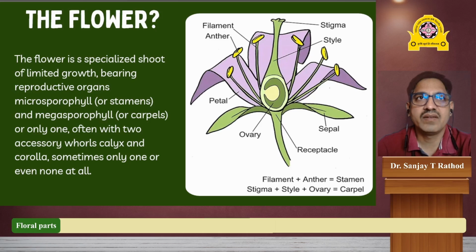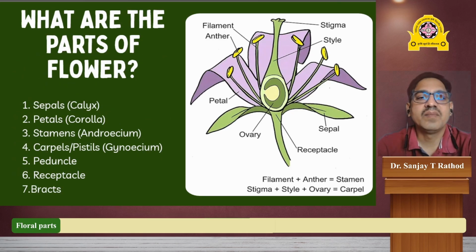Because the flower gets varied from crop to crop. Sometimes the flower may remain unisexual, sometimes bisexual, sometimes some whorls of the calyx get varied. Sometimes the number of petals varies depending upon the crop species. But at least you must understand what the flower means. I hope you understood what the flower is.